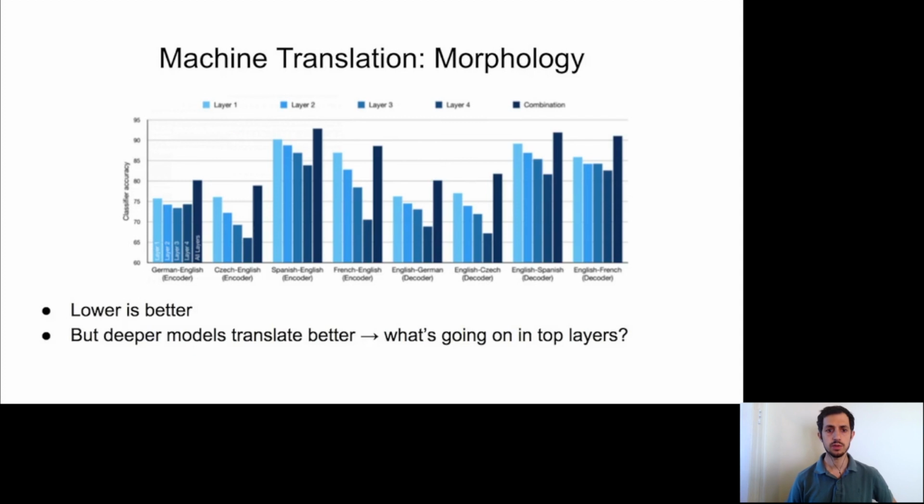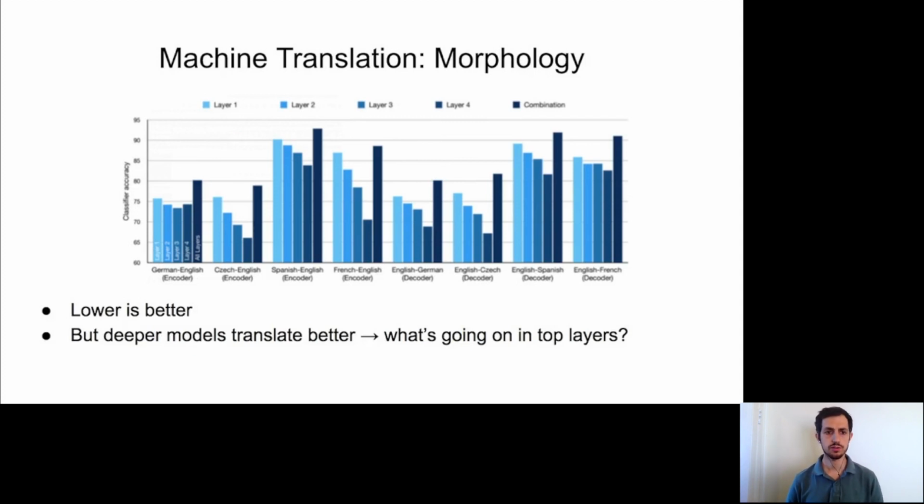The main point to note here is the lower layers perform better or lead to better classification accuracies than the higher layers. Which is quite an interesting phenomenon, because we know that the deeper models are required for achieving good performance on a translation task. So this begs the question of what's going on in the top layers.